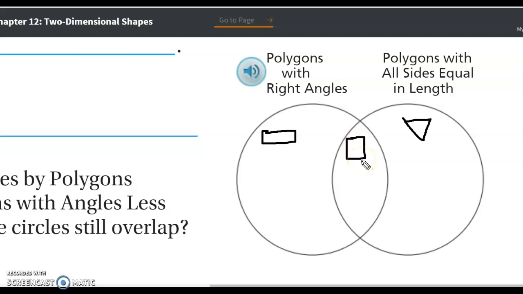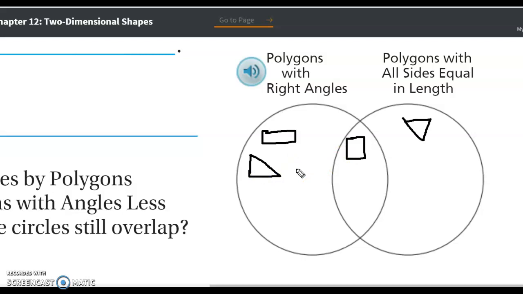Then we have what looks to be a red triangle. A red triangle has a right angle, but it did not have any equal sides. So that would go on the right angle only.